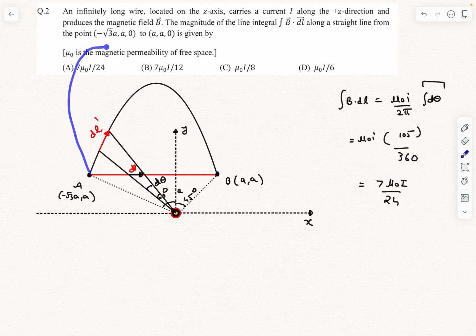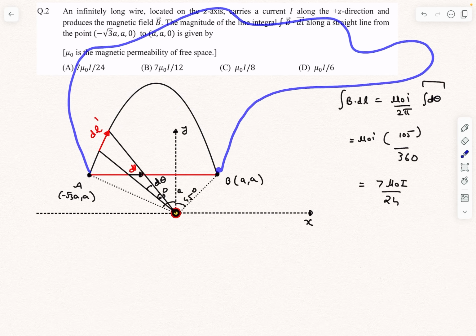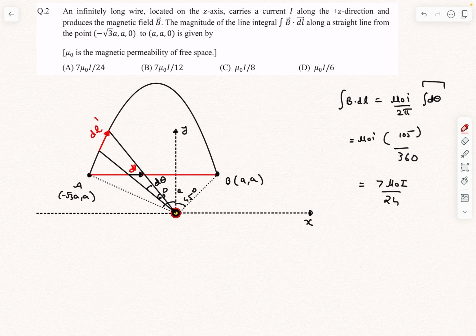So you can take any kind of loop on the xy plane as long as it is continuous. The only thing that will determine B dot dl is this angle θ that the line connecting them subtends at the origin. So that was the discussion for this problem. Now let's move on to the next question.